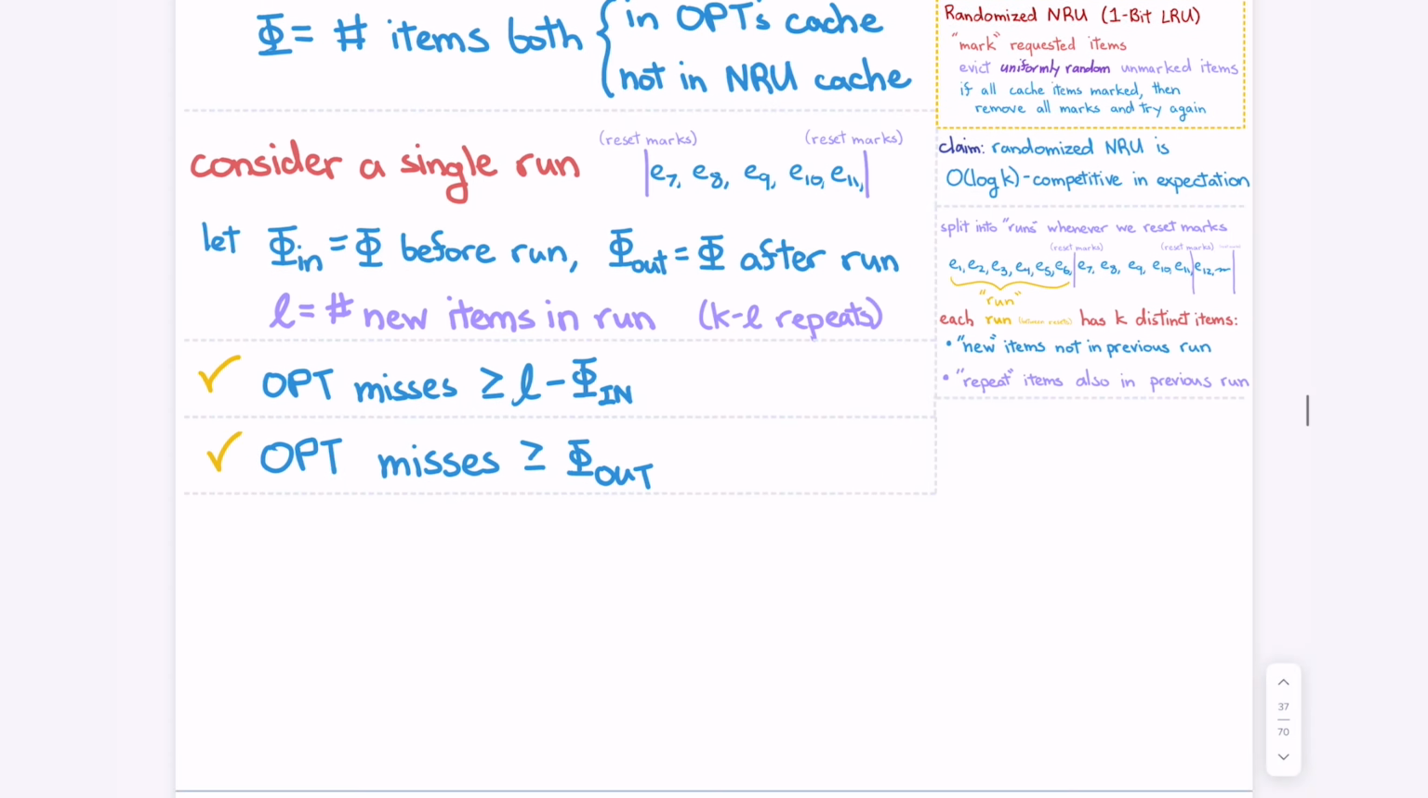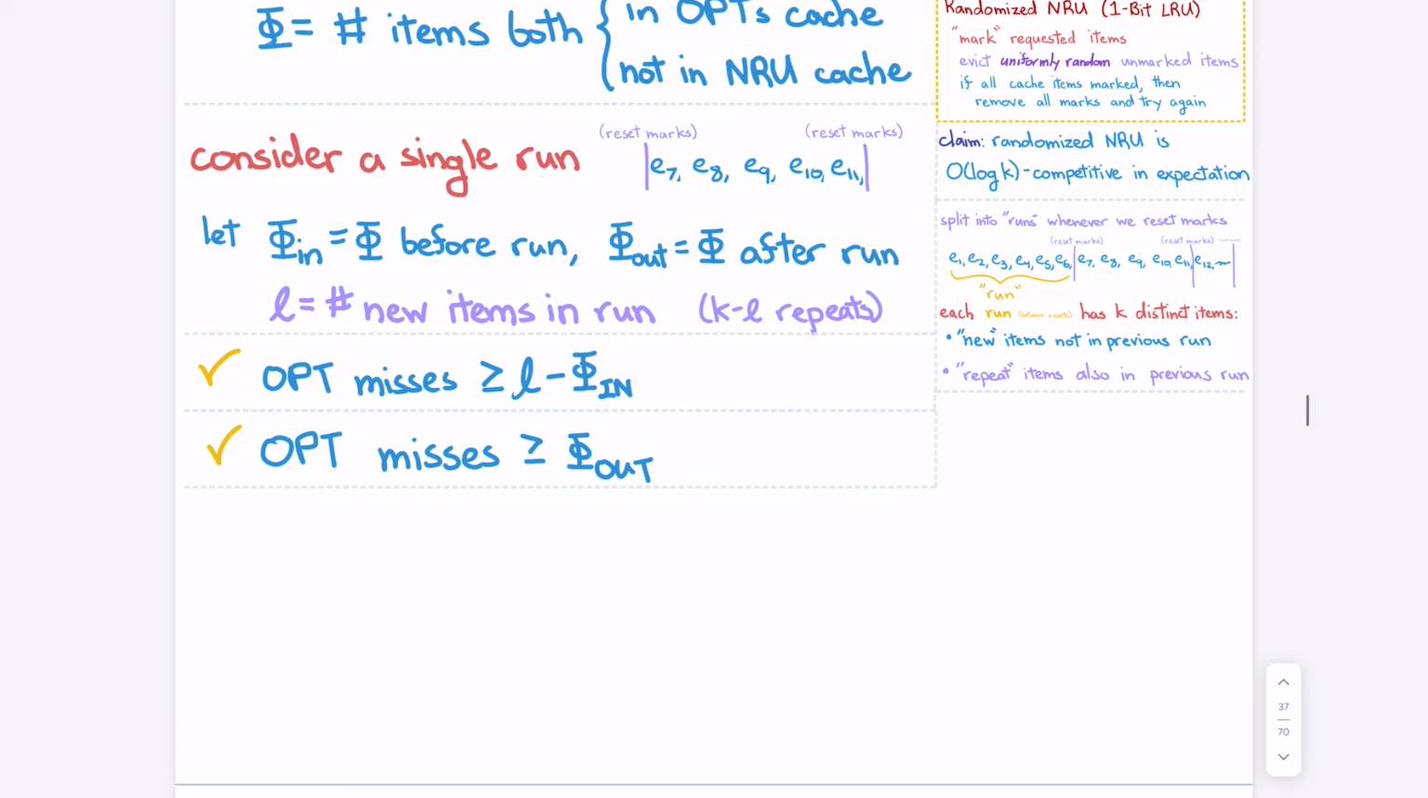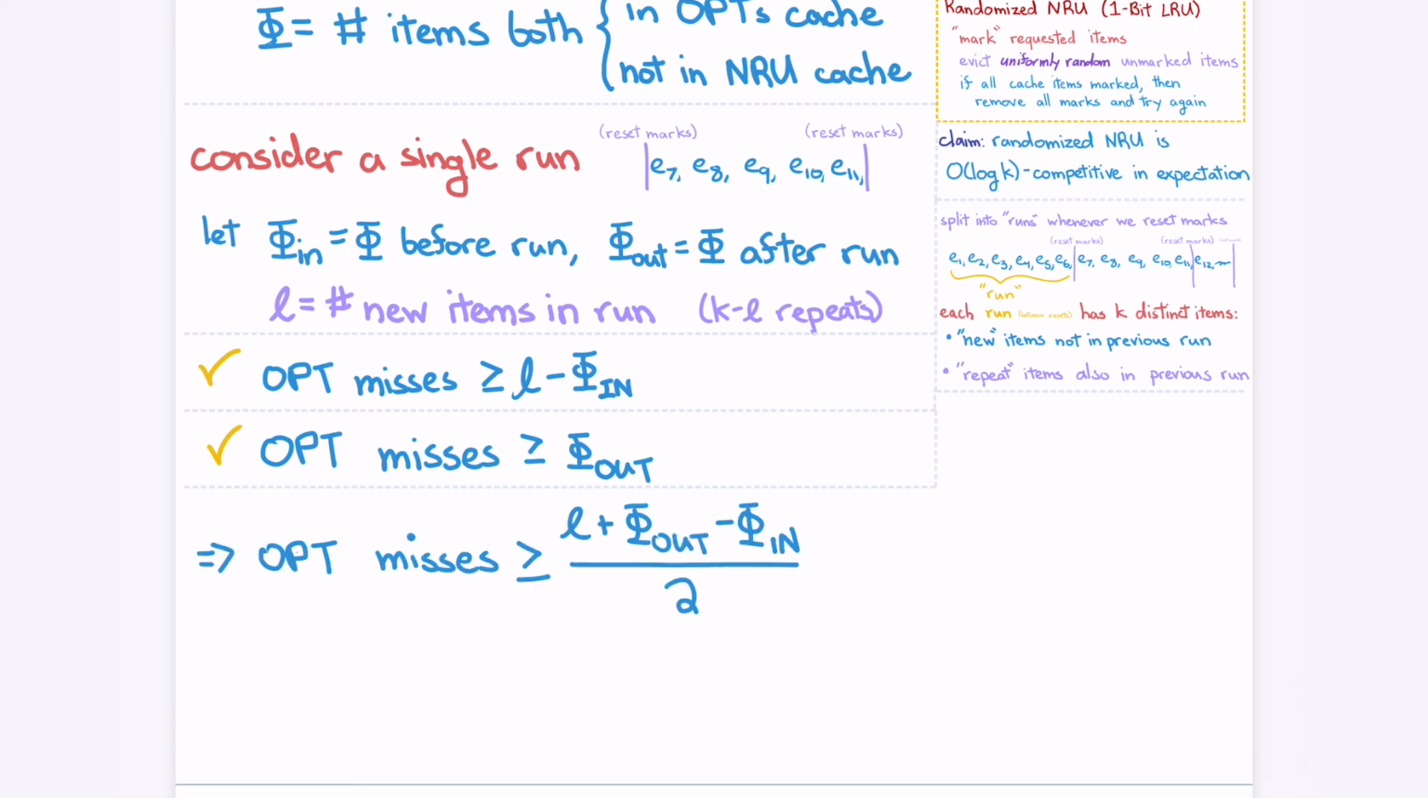Okay, so we put these things together, right? And we actually get that opt always misses, averaging the 2, L plus phi out minus phi in over 2. What does that mean? This is sort of the change in potential. So opt will always miss at least L over 2. That's good, because we're always going to miss L. And so it's nice to know that opt is missing L over 2, plus this term.